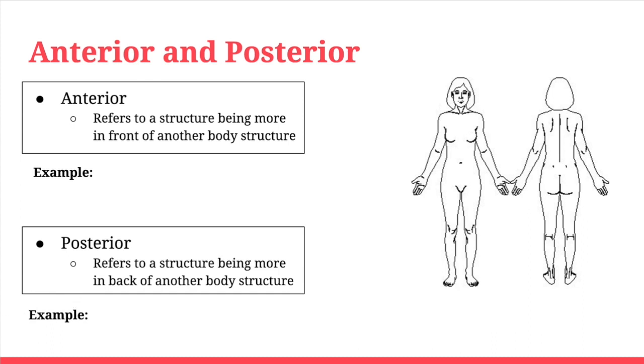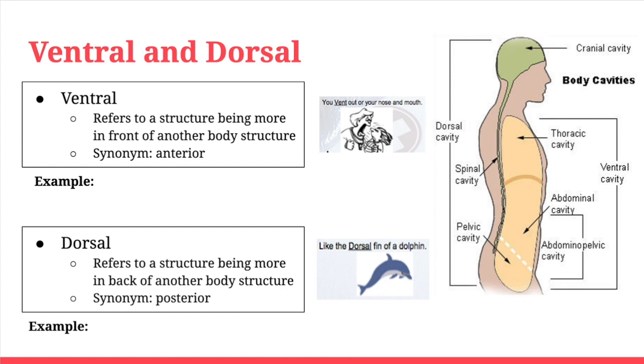Next, we have ventral and dorsal. Ventral means pretty much the same thing as anterior, and dorsal means pretty much the same thing as posterior that we just went over on the last slide. I would like you to come up with other examples though. So ventral, again, is something being more in front of another body structure, and dorsal is being more behind another body structure. If you think of a dorsal fin on a dolphin or a shark, that's the fin that's right up here on their back. So that should hopefully help you remember that.